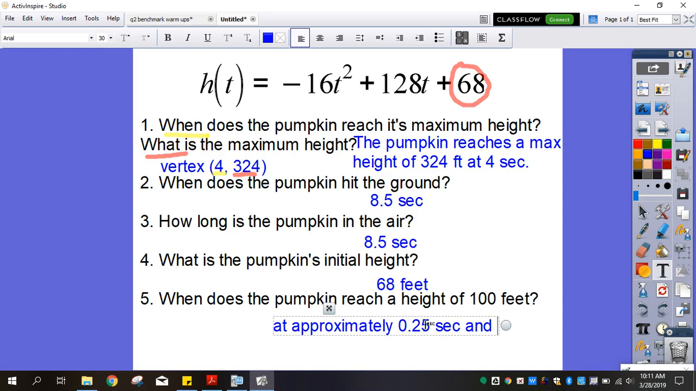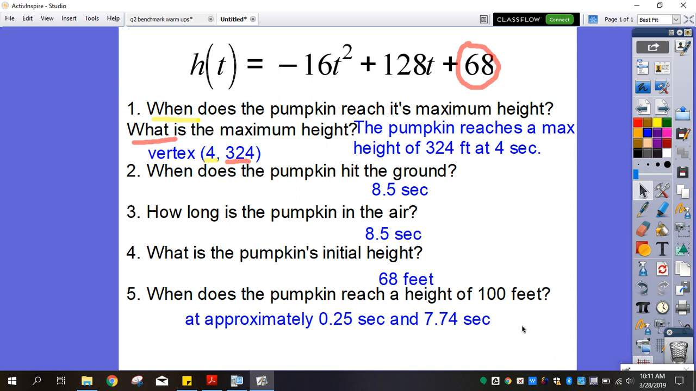So at approximately 0.25 seconds and 7.74 seconds. So that would be my approximation for when the pumpkin reaches the height of 100 feet. So there's a really quick review of what we did with projectile motion in the calculator.